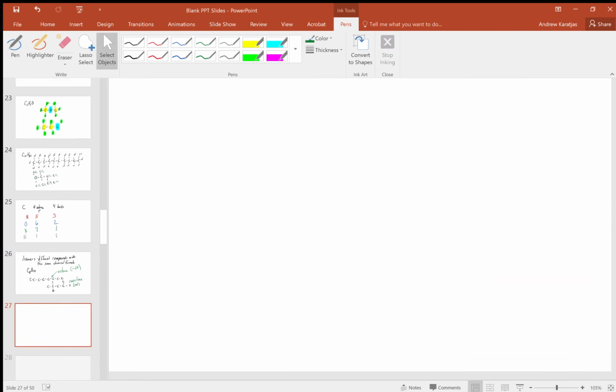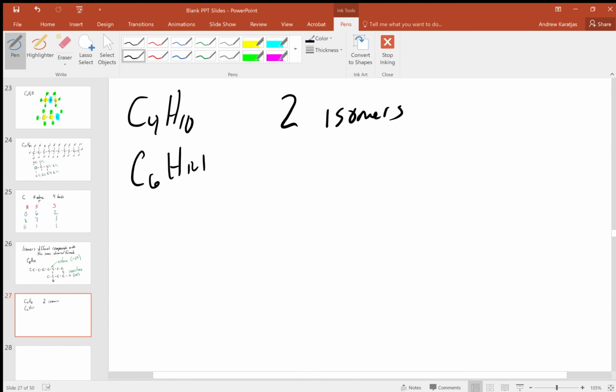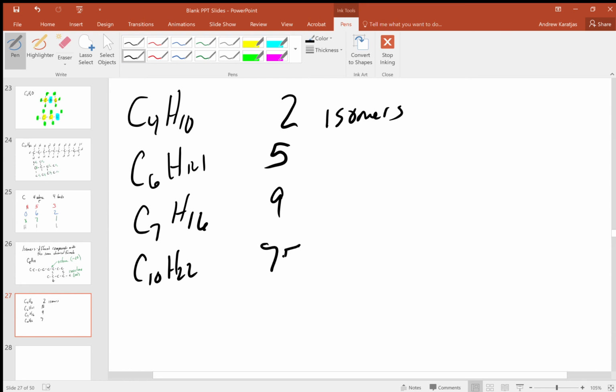So how many isomers are possible for different types of compounds? Well, if we have C4H10, 2 possible isomers. We jump up to 6 carbons, there's 5 possible isomers. Increase to 7, there's 9. So that one I showed you that you did as practice earlier, C10H22, actually has 75 possible isomers that you could have drawn.